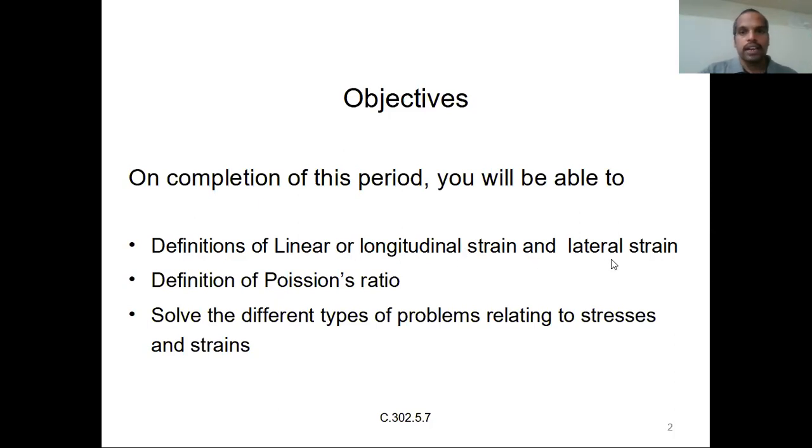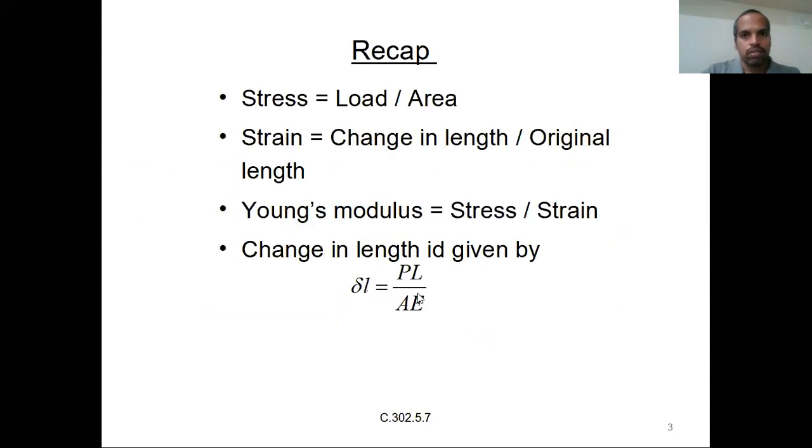And in the case of lateral strain, it is perpendicular to the axis of the load, the direction of the load. So that is the lateral direction. Whatever strain is in that direction is lateral strain. Next, defining the Poisson's ratio. It is a very important concept. If you know these definitions, you can define Poisson's ratio and solve the different types of problems relating to stress and strains using Poisson's ratio, modulus, stress, strain, all these concepts. Now let us discuss one by one.